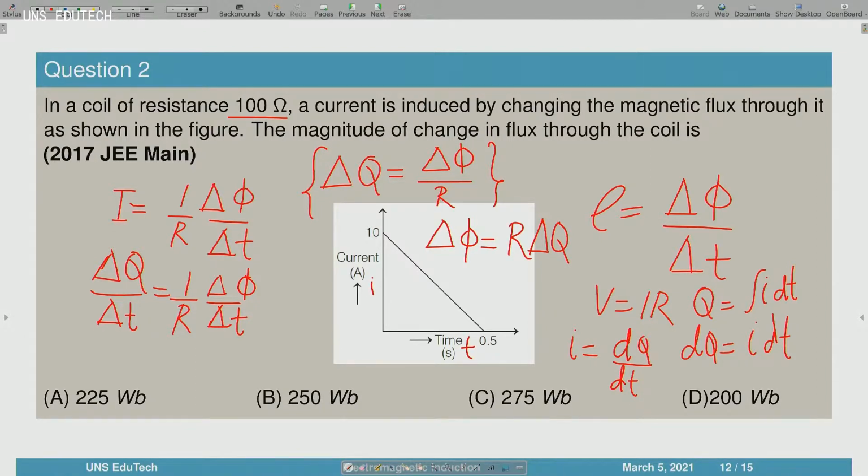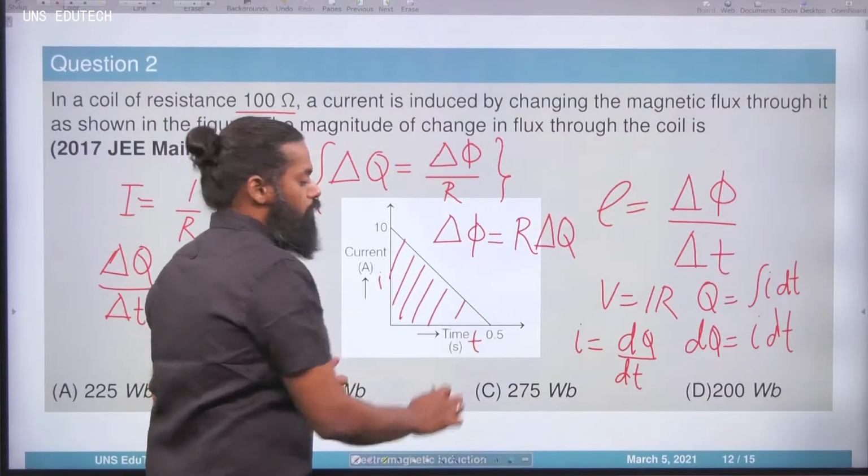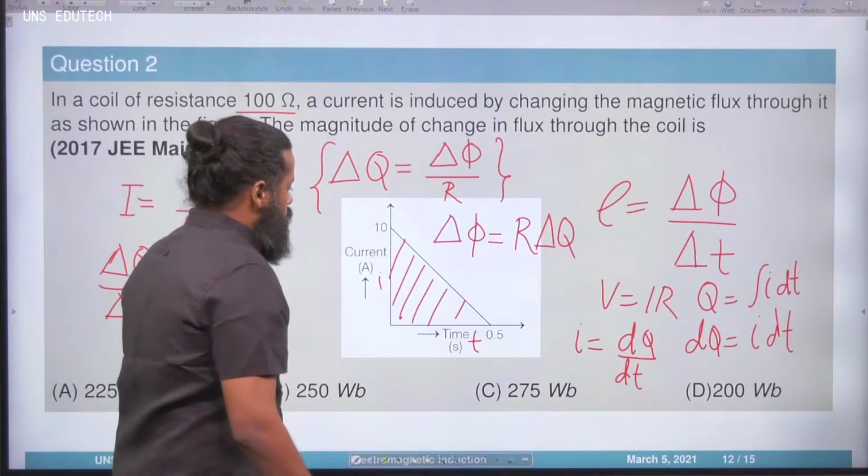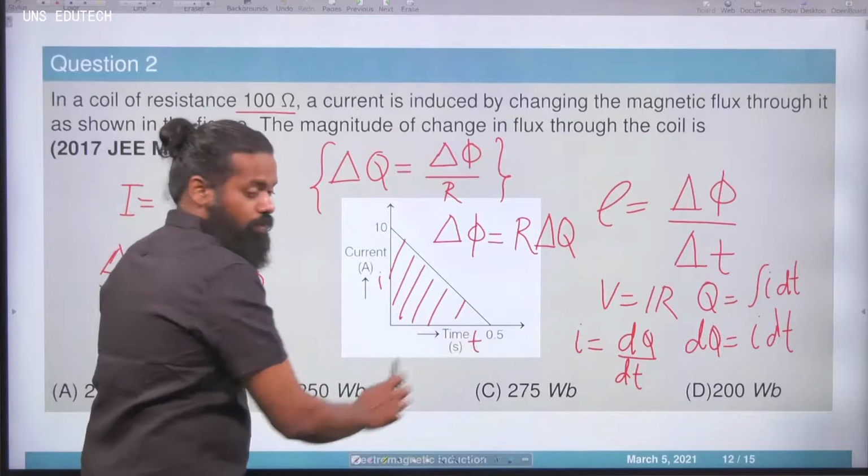Area under the velocity-time graph will give you displacement, and area under the current-time graph will give you charge. So this quantity, this area, if you are estimating, that is going to give you charge. If you do that, you can easily find the answer. So here the area will be equal to how much? Half into base into height.